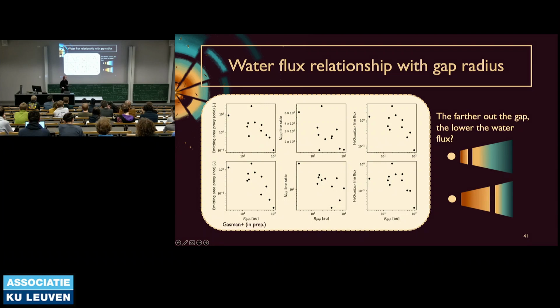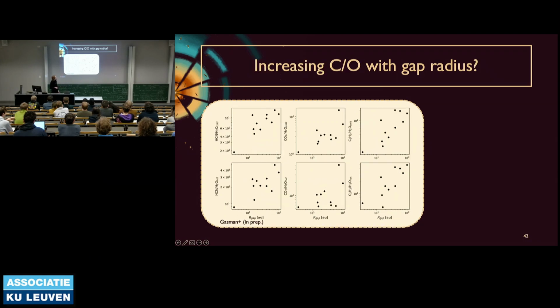Exactly what this is related to, I'm not sure yet. So it could be that this is less efficient, or that it needs to be deeper to trap the same number of pebbles, so it's less efficient at stopping drift than a gap that is further out. And there is some evidence for this being the case, but it's a bit tentative right now.